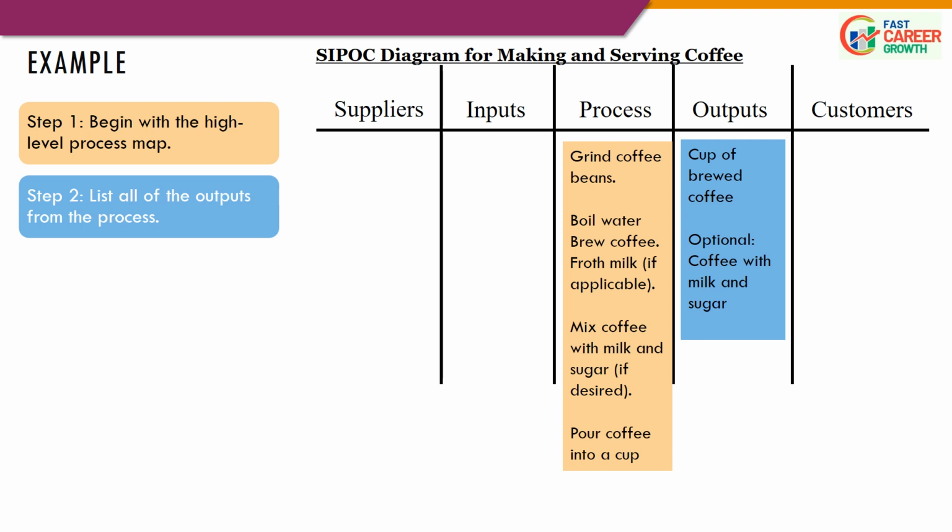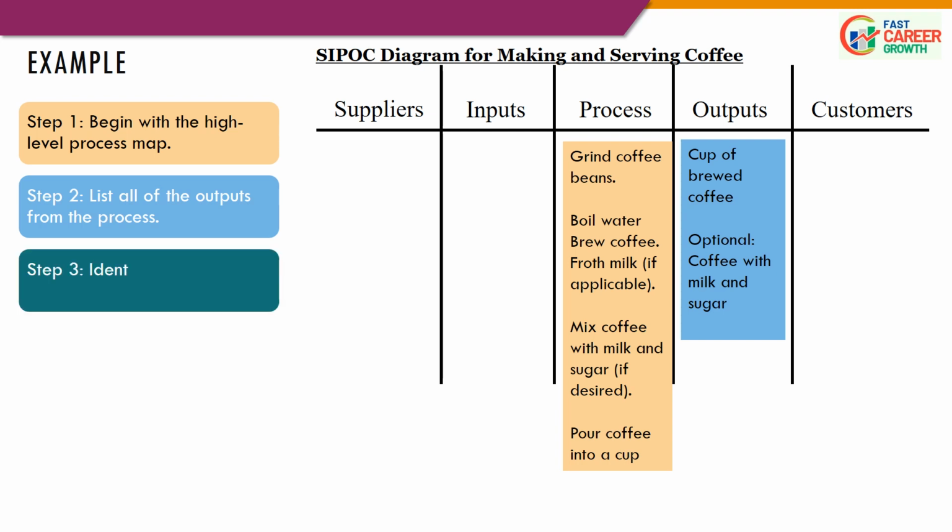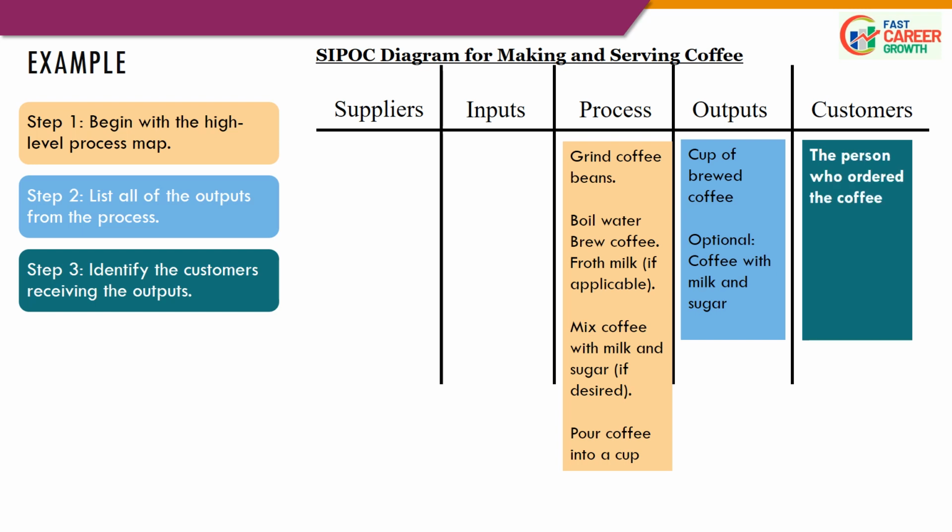Step 3. Identify the customers receiving the outputs. Customers. Customers are the individuals or entities receiving the final product. The person who ordered the coffee. Other potential customers in a social setting.